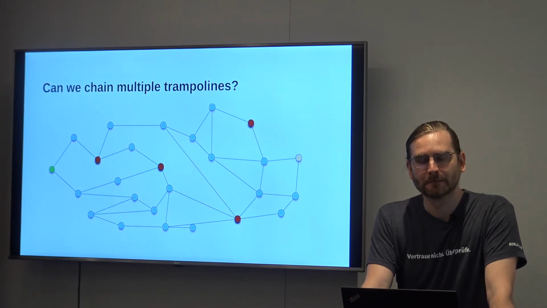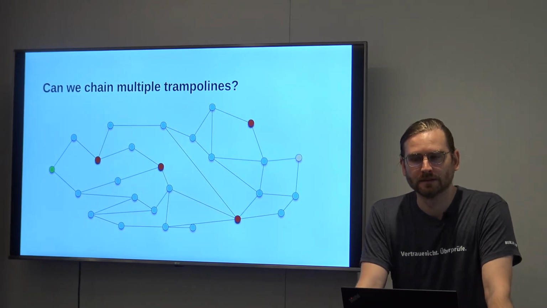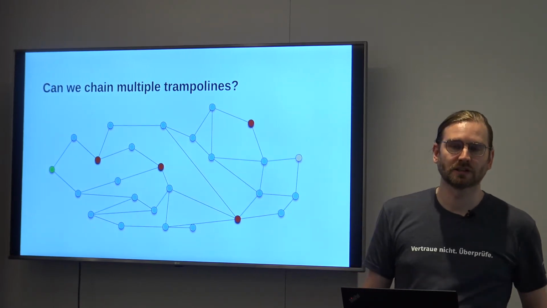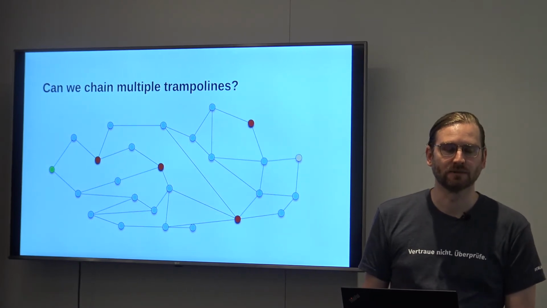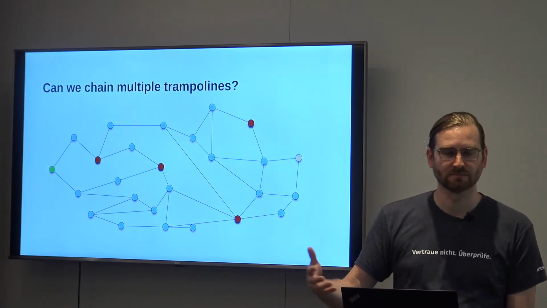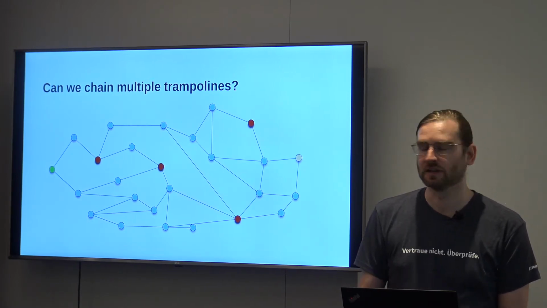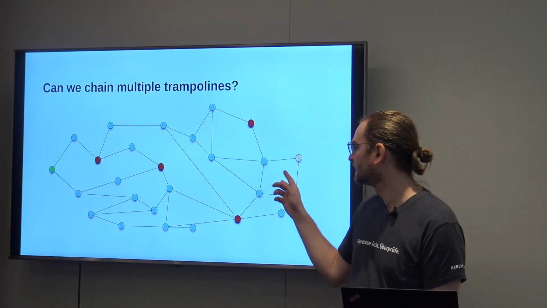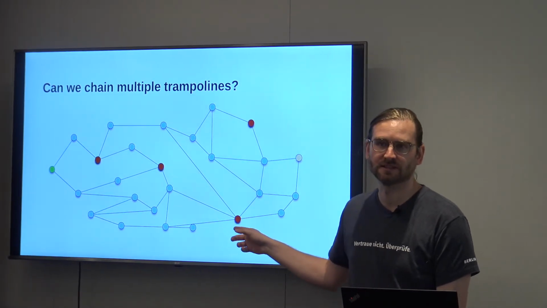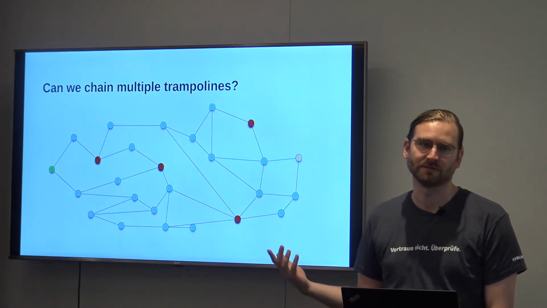Would you envision that a leaf node would be connected to multiple trampoline nodes, or would it be a single one? So it should at least have multiple trampolines in its repertoire. I mean, if we funnel all the payments to this guy through this trampoline, then this basically has perfect knowledge about what happens. Sure.